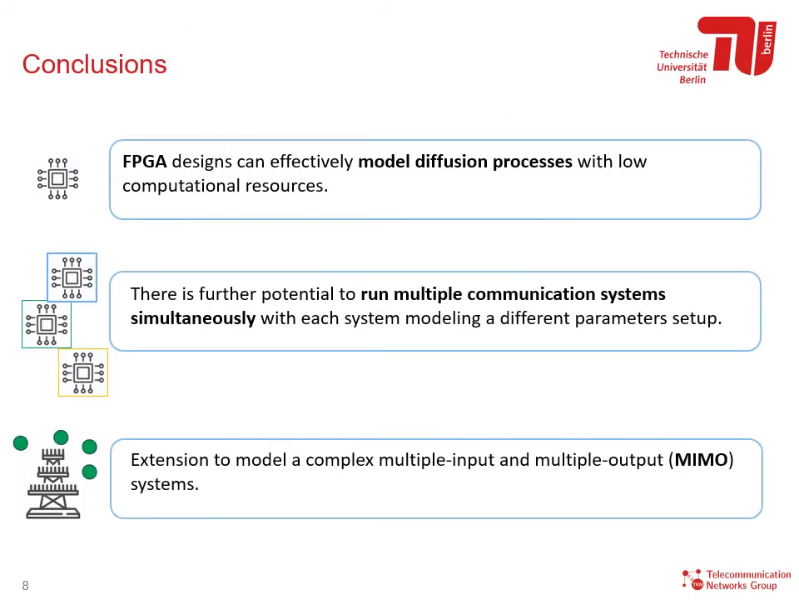Conclusions: FPGA designs can effectively model diffusion processes with low computational resources. There is further potential to run multiple communication systems simultaneously, with each system modeling a different parameter setup. Extension to model complex multiple input and multiple output MIMO systems might also be possible.